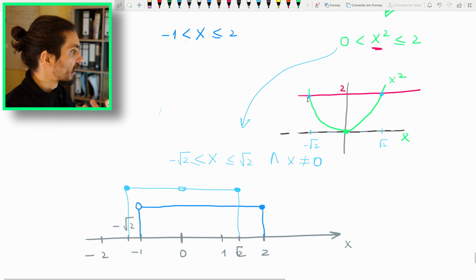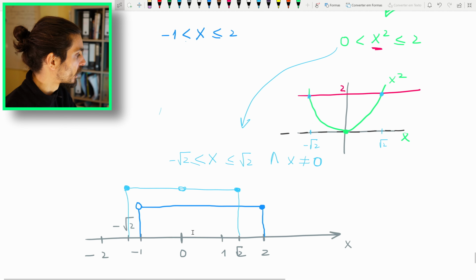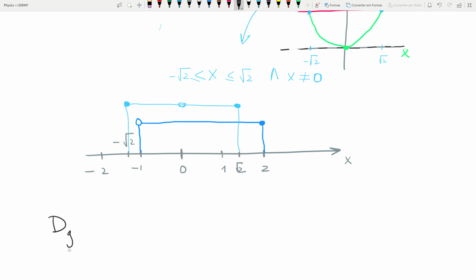So what we seek here, essentially, to calculate the x's that enter this set, are the x's that satisfy this statement and this statement simultaneously, meaning it is the intersection of these two sets here. But we can solve this graphically. It's quite easy. So the final answer is that the domain of g of f must be all the x's that go from minus 1 up to the square root of 2, excluding the 0 and the minus 1. So from minus 1 up to the square root of 2, excluding the 0. And that's the final answer for our problem.